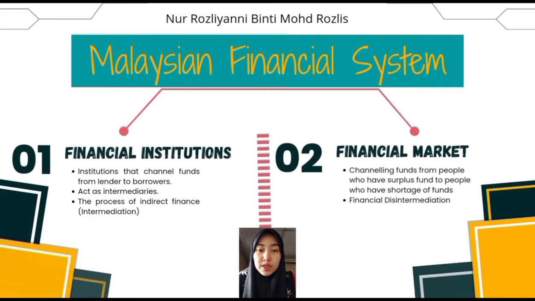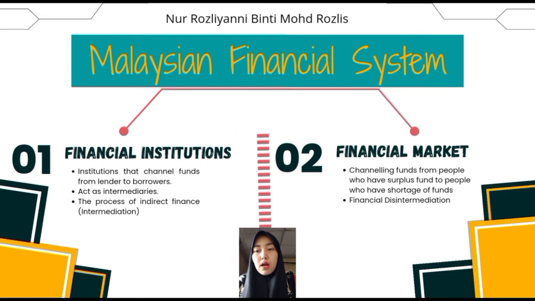Assalamualaikum, my name is Norzani binti Muhammad Rozis and I will present and explain about the structure of the Malaysian financial system. For the Malaysian financial system, we divide it into two: financial institutions and financial markets. As our previous presenter explained, the financial institution channels funds from lenders to borrowers and acts as an intermediary, in the process of indirect financial intermediation.